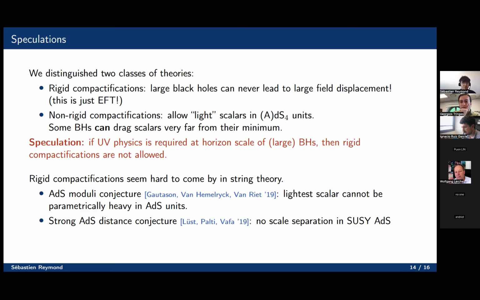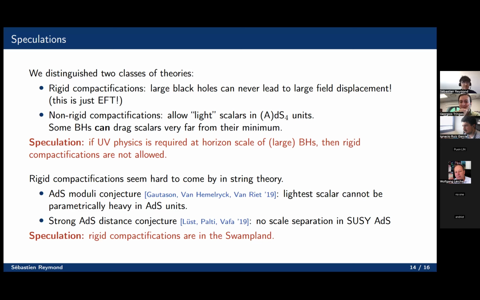So because of both of those conjectures and because they seem very hard to combine in string theory, we speculate that rigid compactifications are in the swampland. So please, you're welcome to give us counterexamples and to tell us how this is wrong, but we'll be very, very excited to hear it.